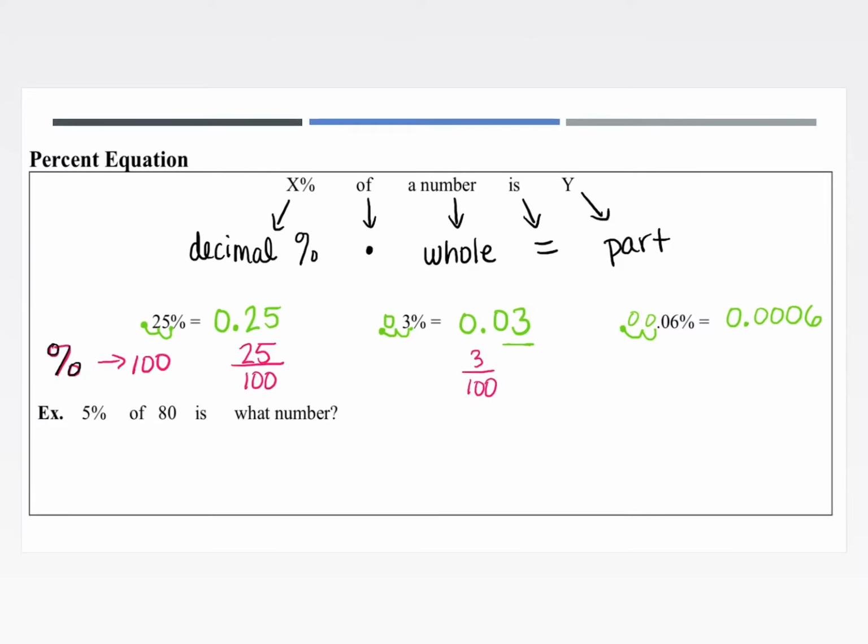Or lastly, we have 0.06 over 100, which oftentimes we don't see decimals in fractions. So if we look at this, the 6 is in the 10,000ths place, so this is the same thing as 6 over 10,000.